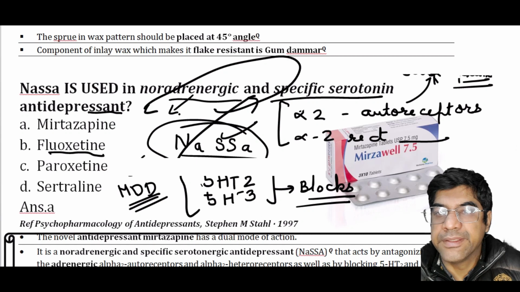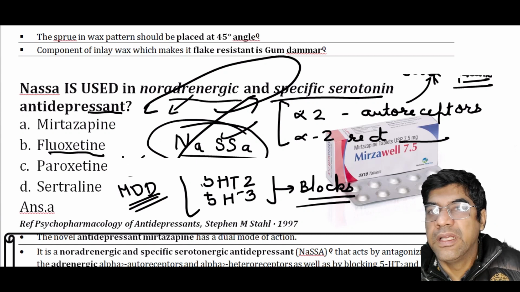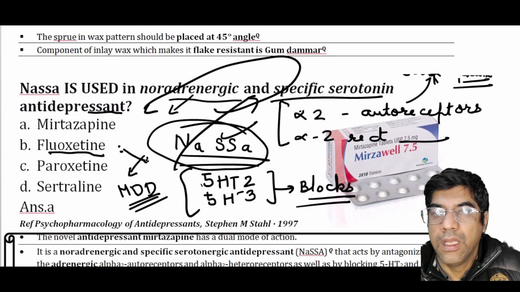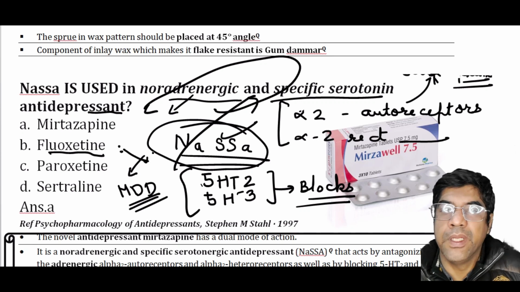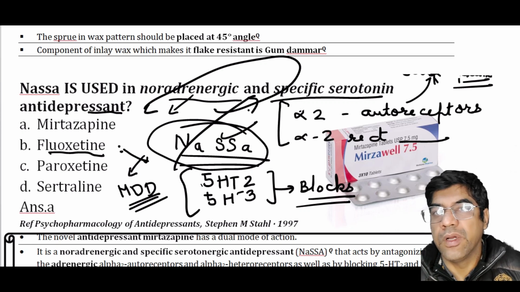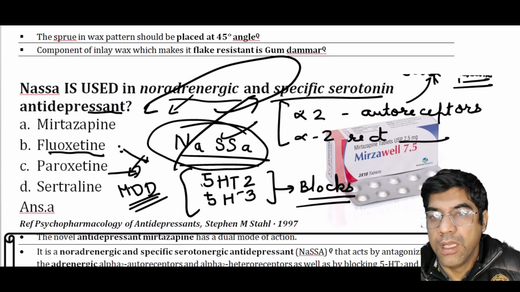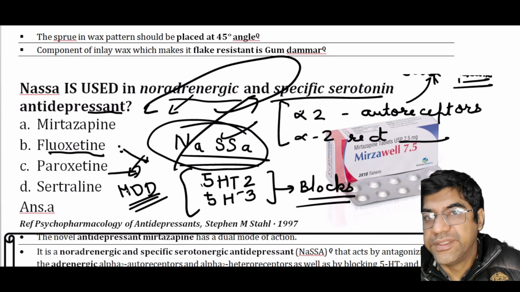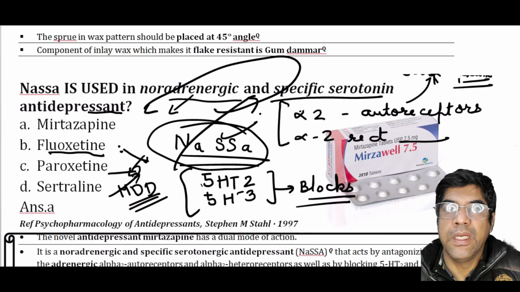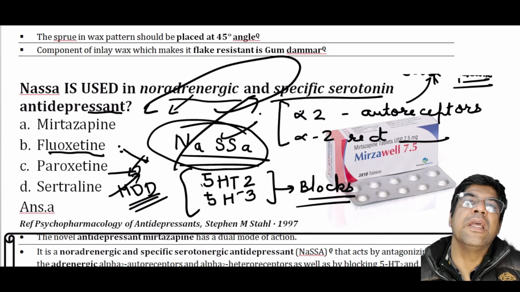Other option, fluoxetine. Remember, fluoxetine is a selective serotonin reuptake inhibitor. It primarily inhibits the reuptake of serotonin, leading to increased serotonin in the synaptic cleft. Paroxetine is also an SSRI. Sertraline is another SSRI like fluoxetine and paroxetine. Its primary mechanism of action involves the selective inhibition of serotonin reuptake. So your answer is A.